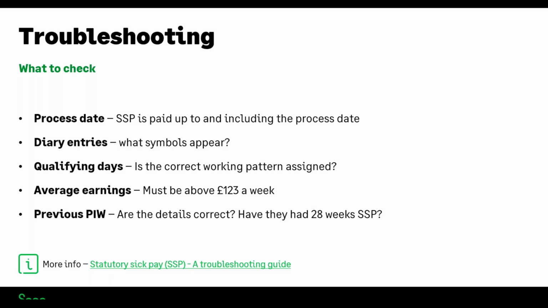And then last main thing to check for troubleshooting is previous PIW. On that previous PIW tab in the SSP information, just double check all of the details in here are correct and they do reflect what's already been paid. Or maybe the employee has actually already had their entitlement of the 28 weeks SSP. If they have had their full entitlement, the sickness will begin to show as W's on the diary, and W's mean withheld, so it would not calculate anything.